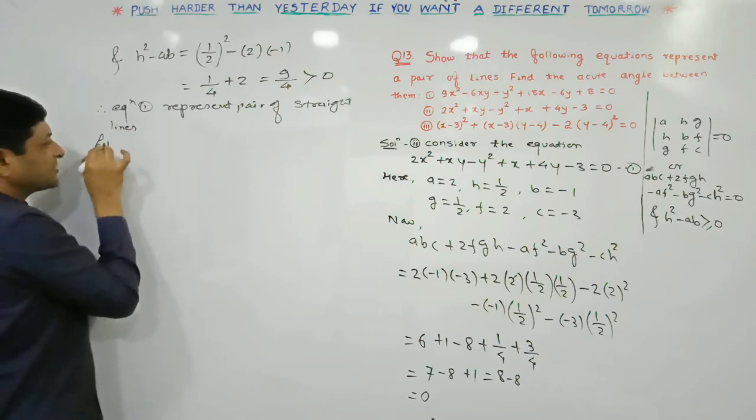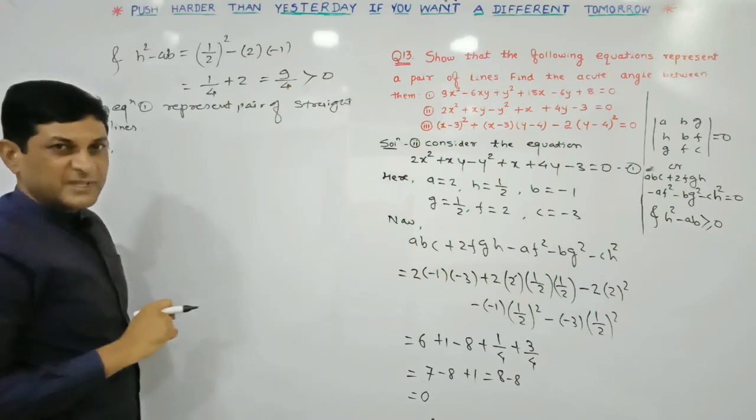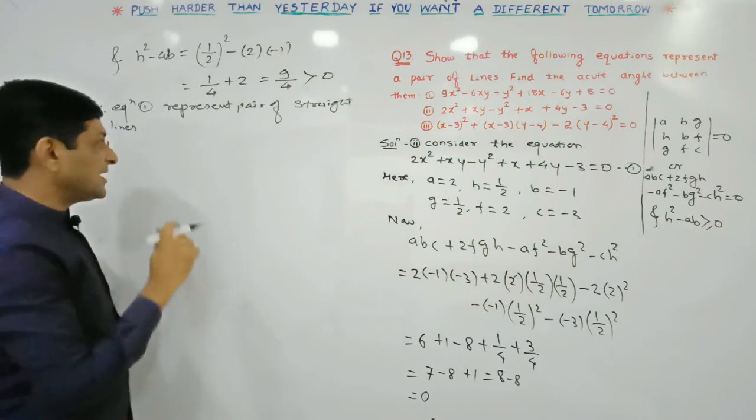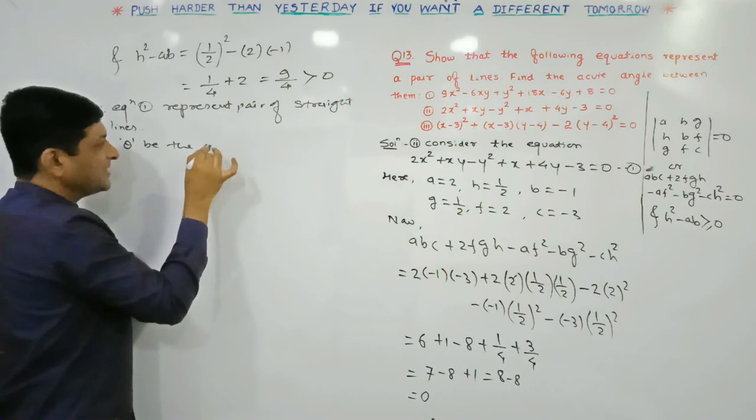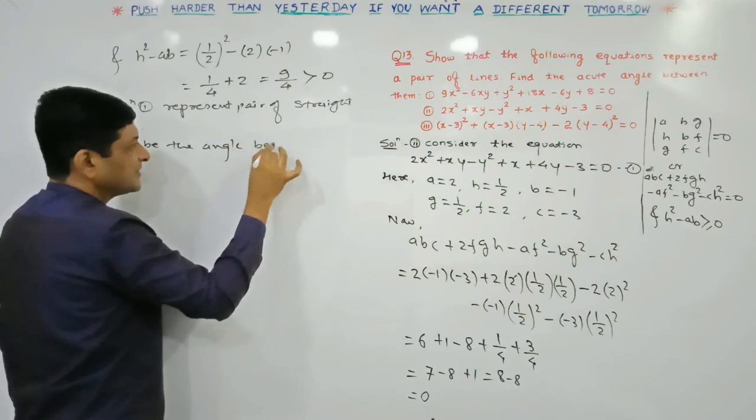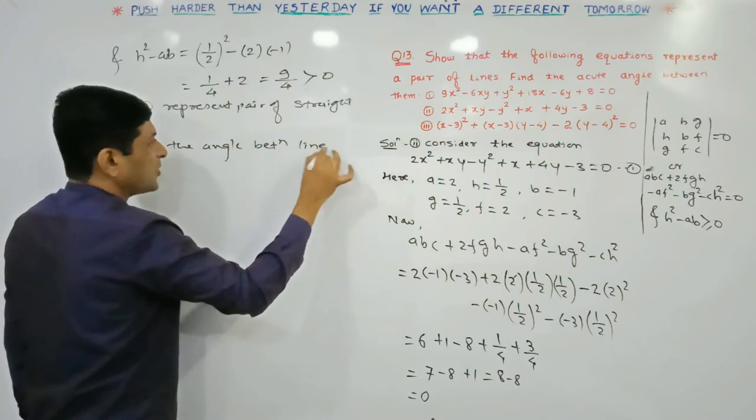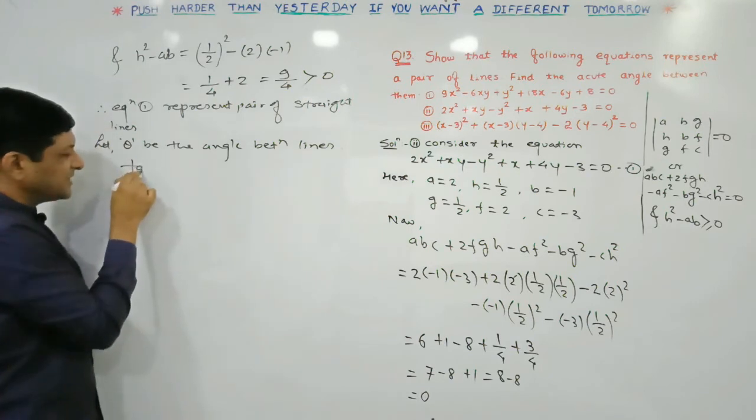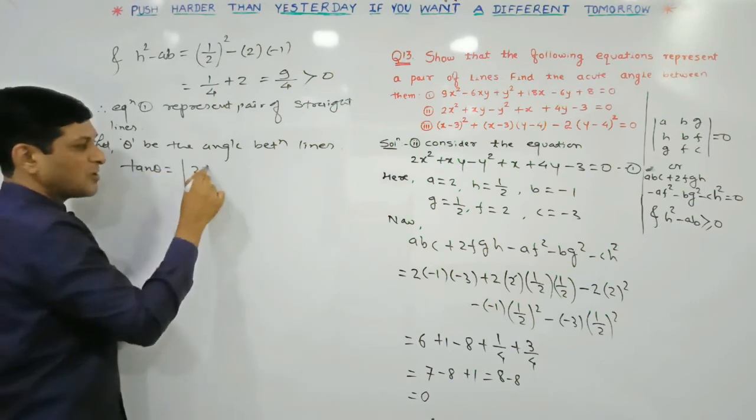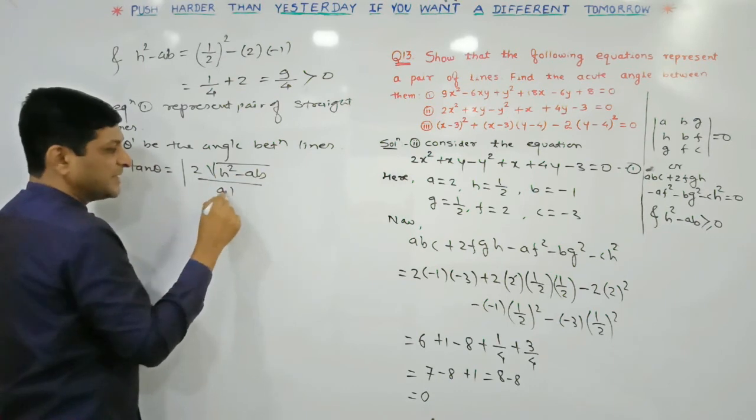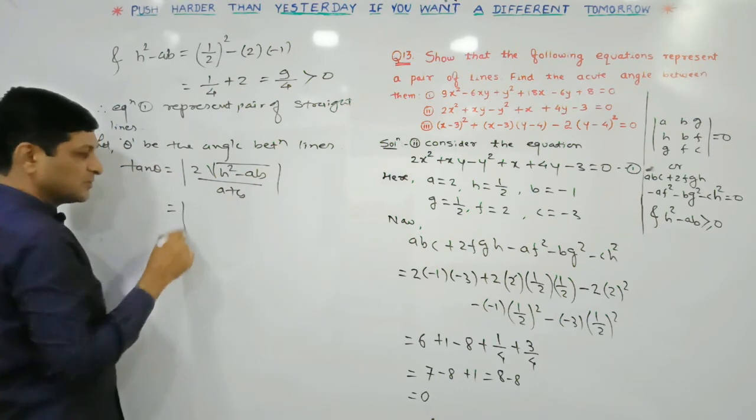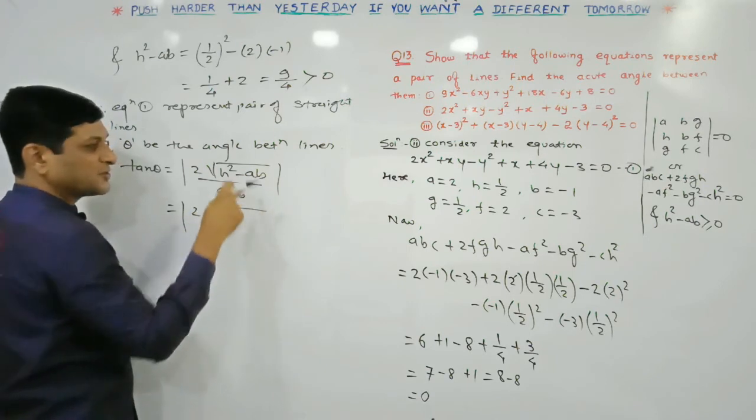Now we are finding the angle between the lines. Let us denote the angle between the lines by theta. Let theta be the angle between the lines. What is the formula to find the angle between the lines? That is tan theta is equal to mod of 2 under root h square minus ab upon a plus b. So which is equal to 2, keep it as it is, under root h square minus ab.